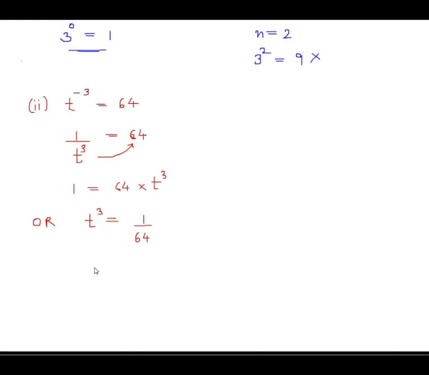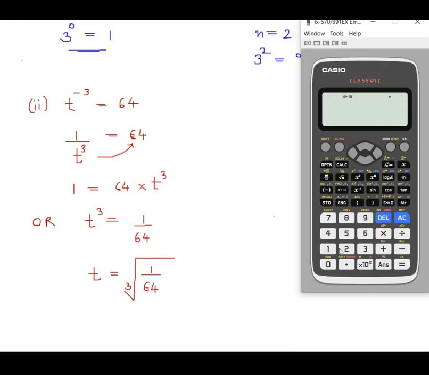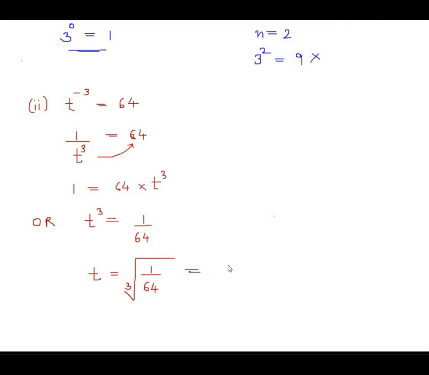From here, we write t equals cube root. When we send it to the other side of the equal sign, it becomes a cube root. It is again a law of indices. So 1 over 64. Let us check what is the cube root of 1 over 64. The cube root of 1 divided by 64 gives us 1 over 4. So the value of t is 1 over 4.